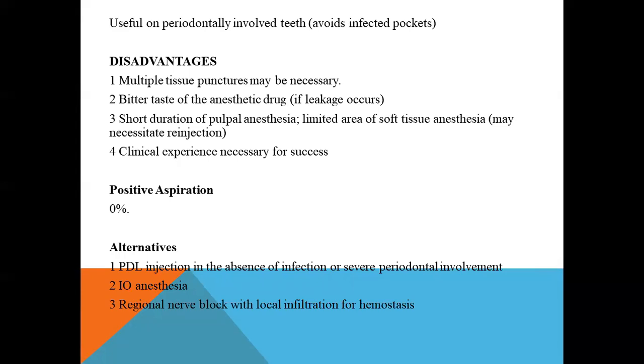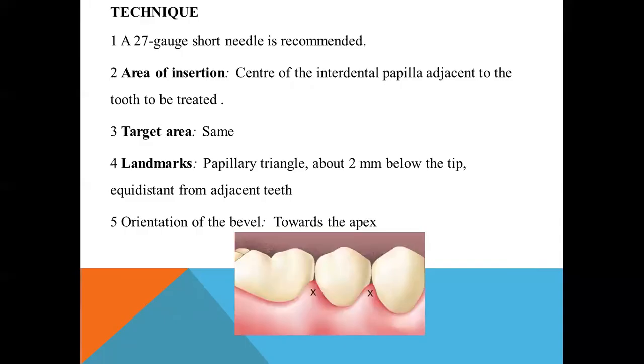Positive aspiration is 0%. Alternate to this, you can either give periodontal ligament injection in the absence of infection or severe periodontal involvement, and then intraosseous anesthesia, or a regional nerve block with a local infiltration for hemostasis.